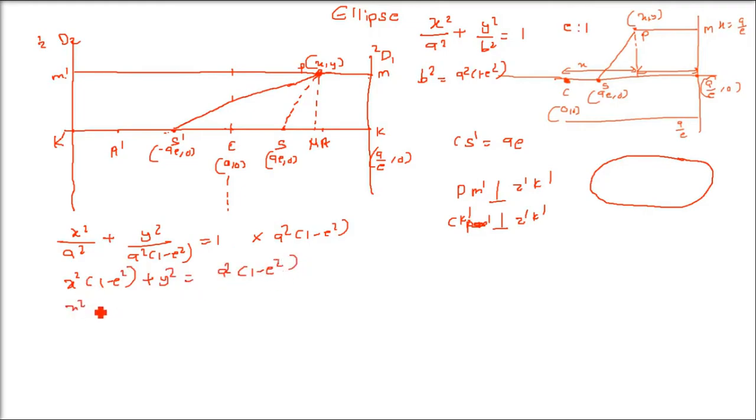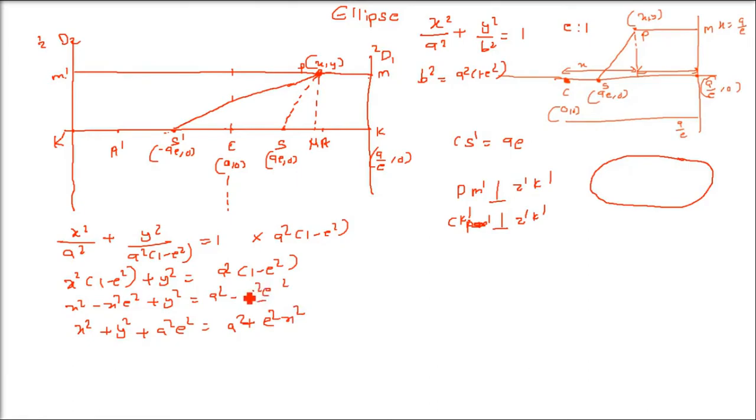So this will be x square minus x square e square plus y square equals a square minus a square e square. Now I am interchanging a square e square and x square e square. So this will be x square plus y square, taking a square e square on the left hand side, and a square remains, y square on the right hand side, no, x square e square on the right hand side. e square x square, right?